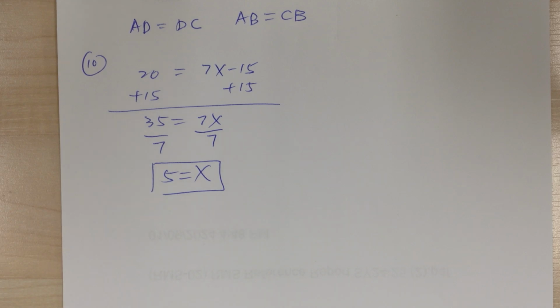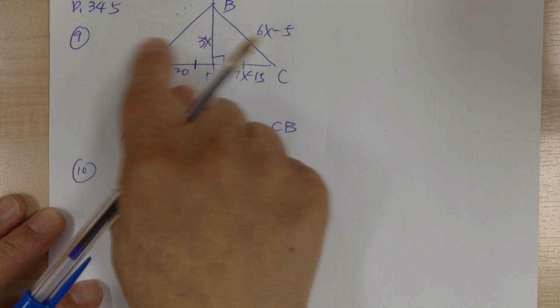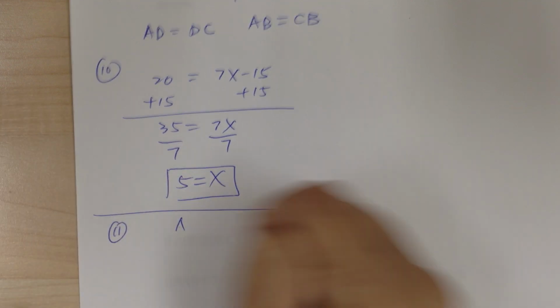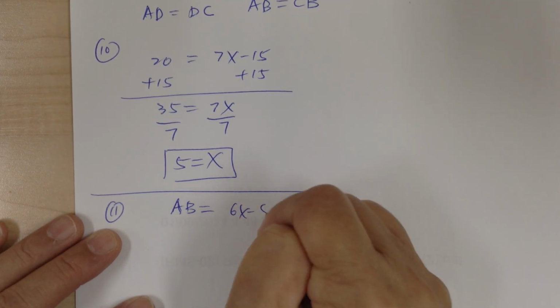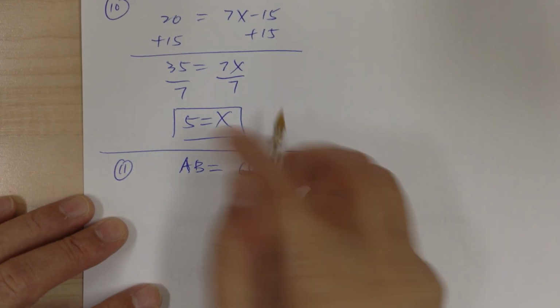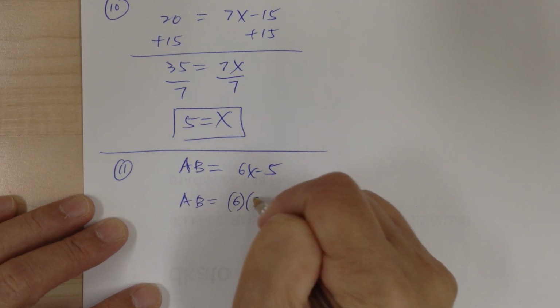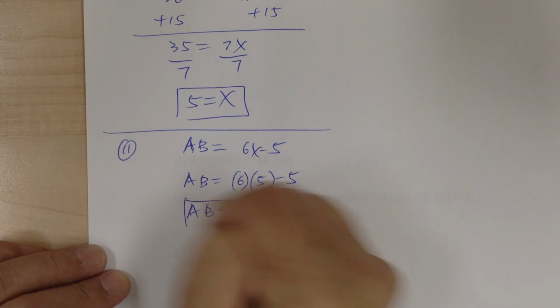The next, you want to find AB. So number 11. Since this and this are equal, they have to be congruent. So AB will equal 6x minus 5, and x already equals 5. So AB equals 6 times 5 minus 5. So AB equals 25.